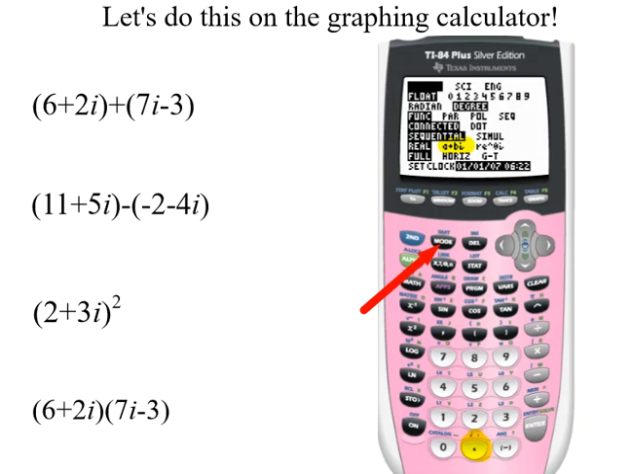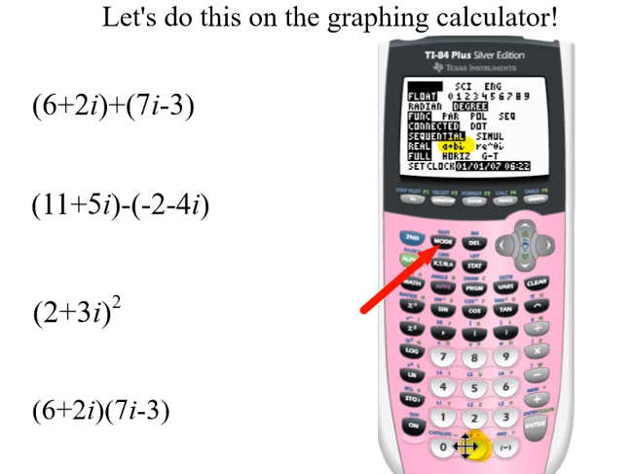Cool. There's one other really cool thing is we can actually do our addition, subtraction, multiplication, and division in the calculator as well. So what we're going to do is do 6 plus 2i plus 7i minus 3. Now, when you go to type this in the calculator, you're going to type it exactly the way it looks, using all of the parentheses that are there. Now, you might be wondering, Mrs. Marhefke, where is the i button? It's actually hitting the blue second button and then the decimal point. That will give you the i.